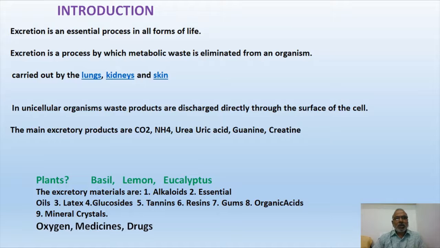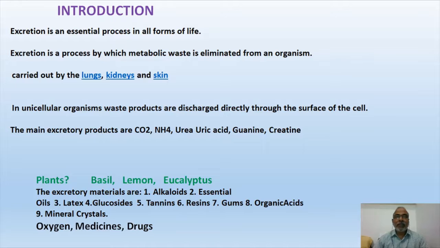Is excretion also there in plants? The answer is yes. Plants also excrete materials, but plants store the excretory materials in their vacuoles. Take, for example, basil plant, lemon, eucalyptus. The excretory materials may be alkaloids, or essential oils, or sometimes latex from Hevea brasiliensis, glucosides, cardiac glucosides, tannins, resins, gums, organic acids, and mineral crystals.